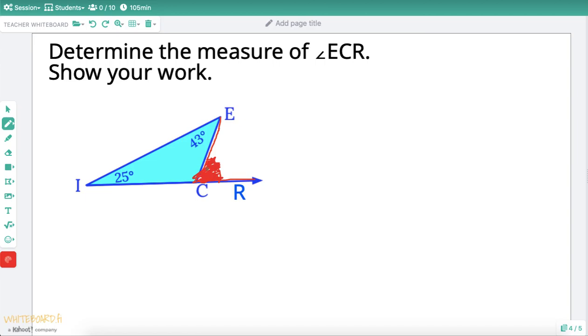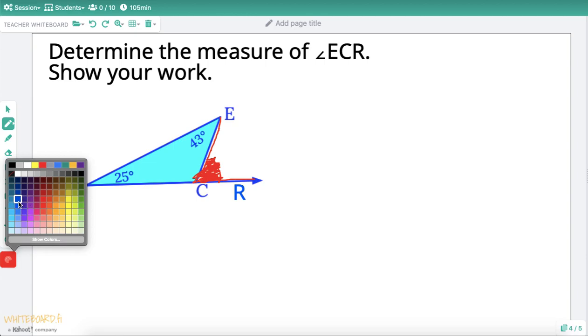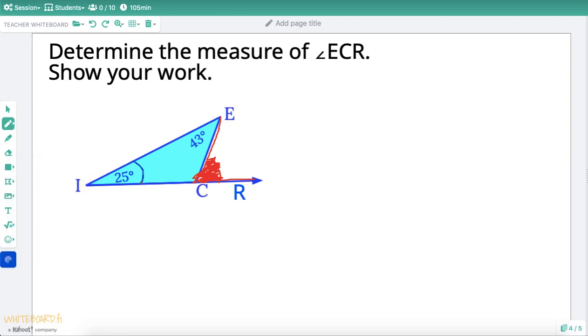Sorry. Just wanted to be clear. That's the one I'm looking for. And as I said a moment ago, the two furthest angles from that are going to add up to that value. So I need to look at this angle over here and this angle over here. So angle I and angle E, angle I plus angle E has to be equal to the one that we're looking for, angle ECR.